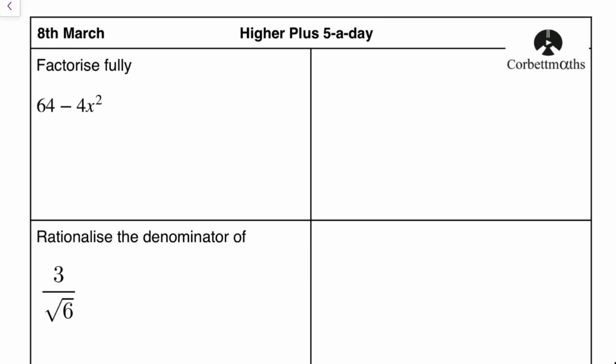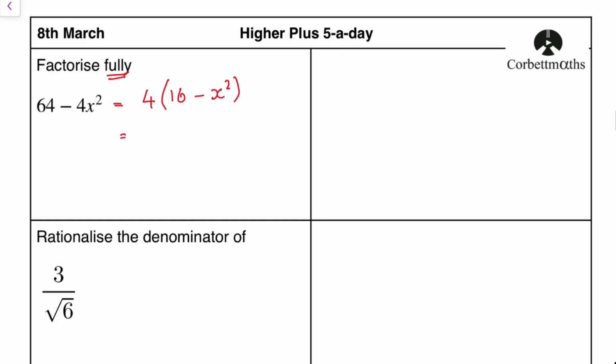So it's factorise fully, and the word fully is, I mean, it's not always the case, but typically the word fully tends to mean there's at least a couple of steps going on here. So it's a bit of a warning just to be careful to do both steps. I'm going to start by noting that both these numbers divide by 4. So if nothing else, let's start by taking the 4 out. So 64 divided by 4 is 16. 4x squared divided by 4 is x squared.